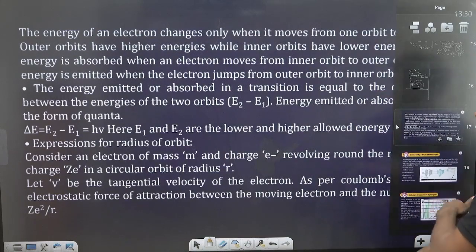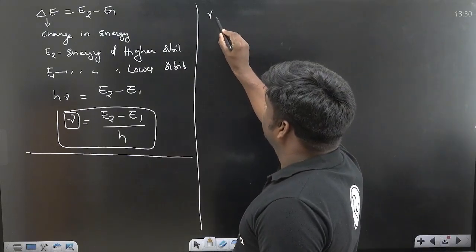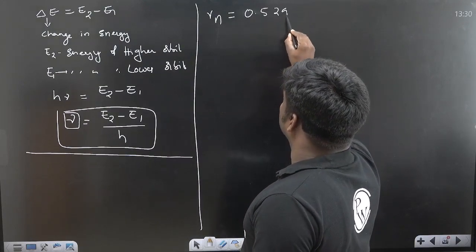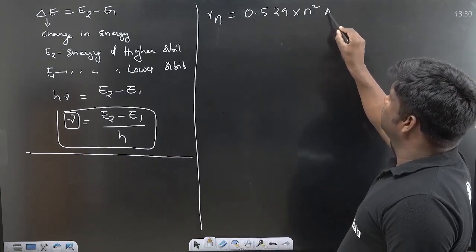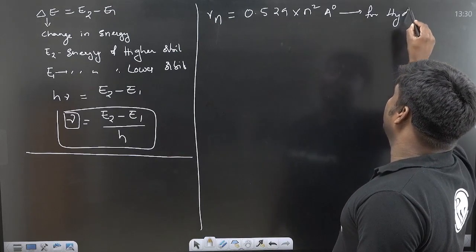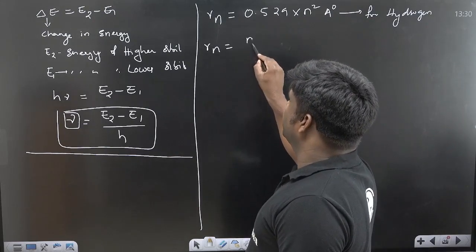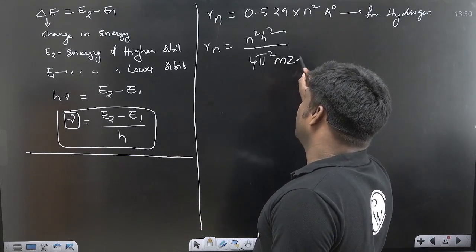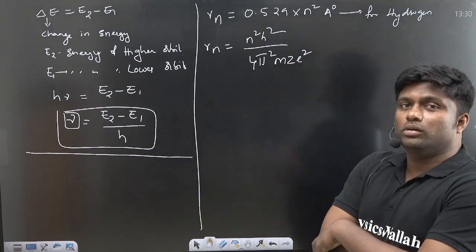Bohr calculated the radius of the orbit. What orbit is this? The nth orbit. The radius of the nth orbit is 0.529 times n square angstroms. This formula is for what atom? For the hydrogen atom. Actually, the radius of the hydrogen atom, Rn, is equal to n square h square by 4 pi square m Z e square. This is the formula to calculate the radius of the electron present in the nth orbit.